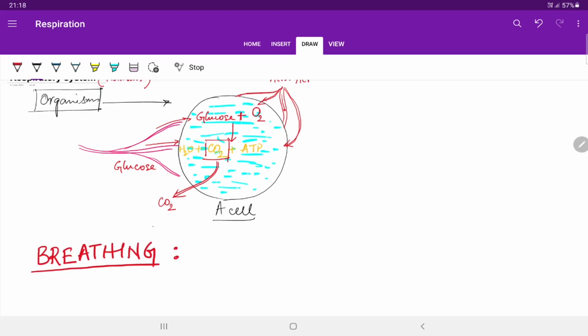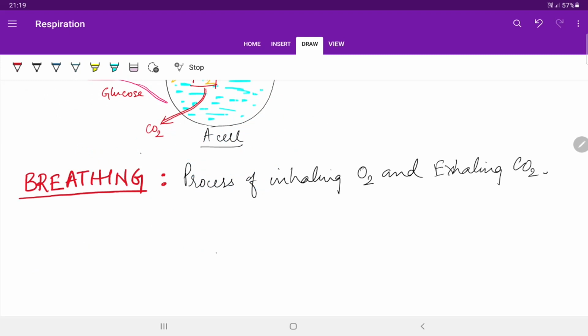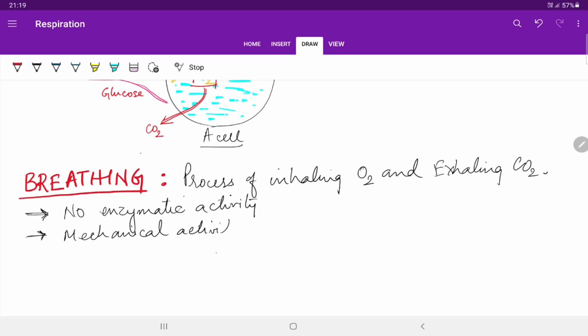How will we define breathing? Simply, the process of inhaling oxygen and exhaling carbon dioxide is called breathing. But the important thing to note here is that there is no enzymatic activity going on here. And one more thing is that it is a completely mechanical process. As there is no enzymatic activity, it is a mechanical process.